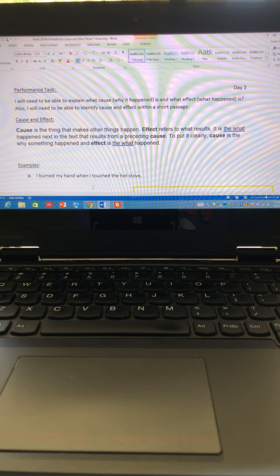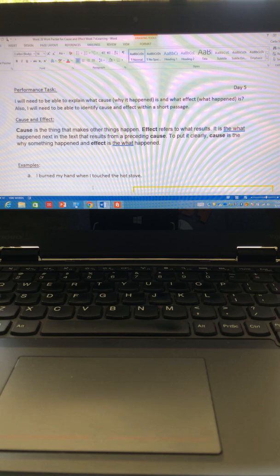All week long, we've been starting with the effect, what happened, and then asking the follow-up question, why did it happen? The cause. Cause and effect happens every day in our life, but as a good reader needs to know, what kind of text structure is the reading?